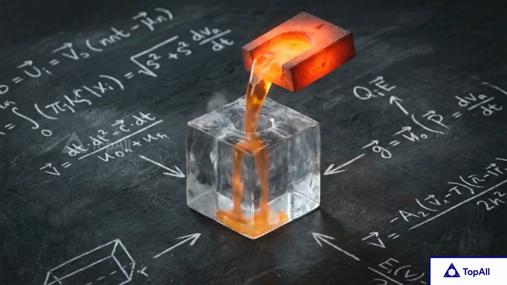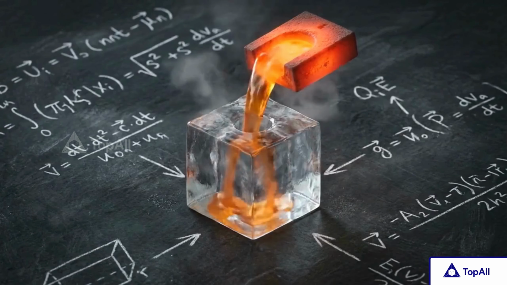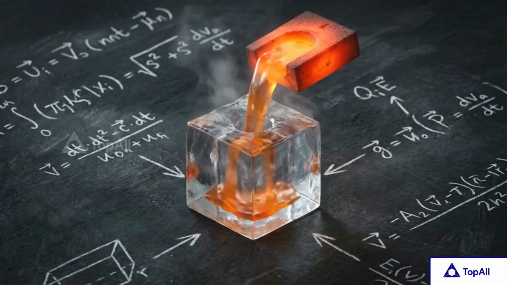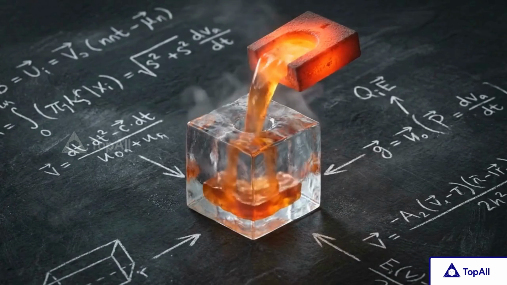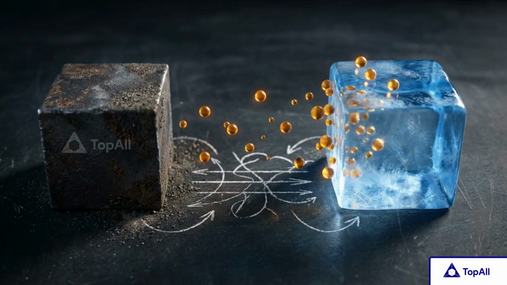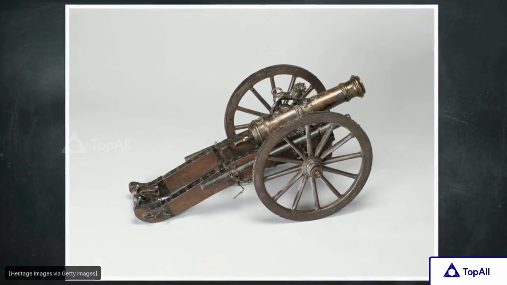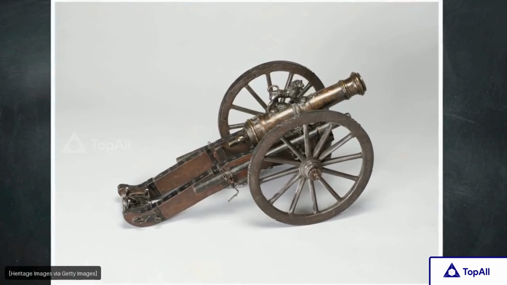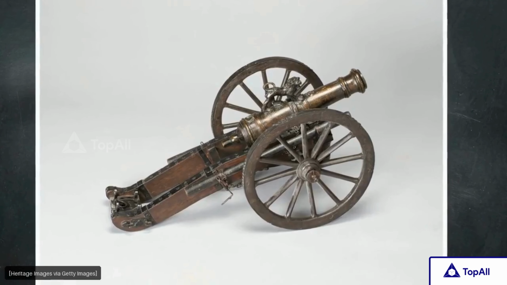For decades, early physicists believed that heat was a physical substance. They thought it was a fine, invisible fluid called caloric that naturally flowed out of hot objects and pooled into cold ones. In 1798, Benjamin Thompson, known as Count Rumford, was boring a brass cannon.